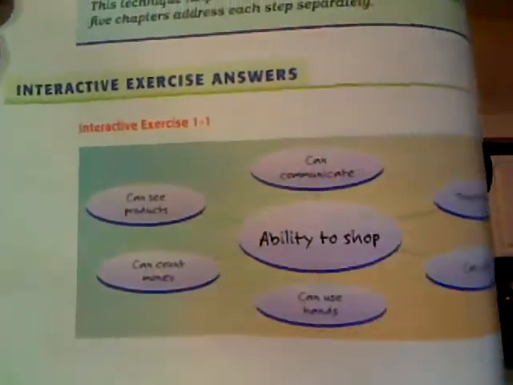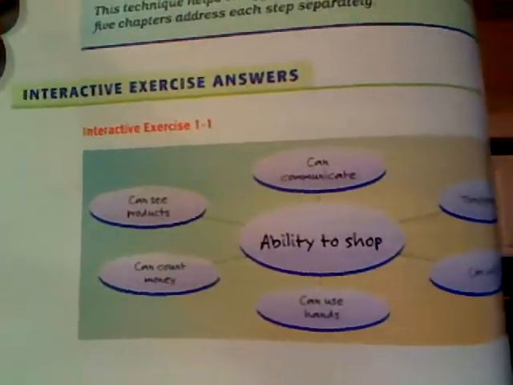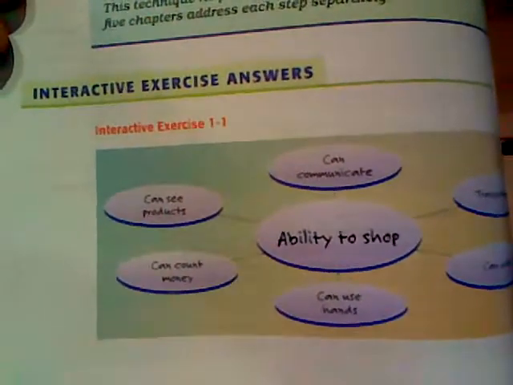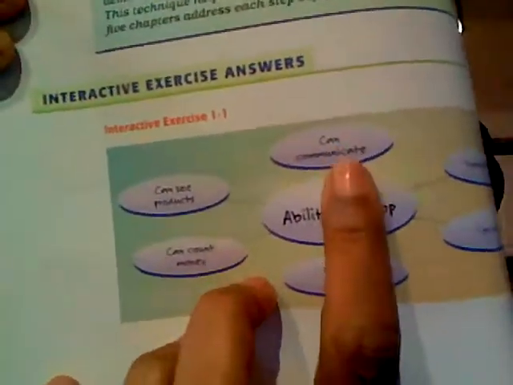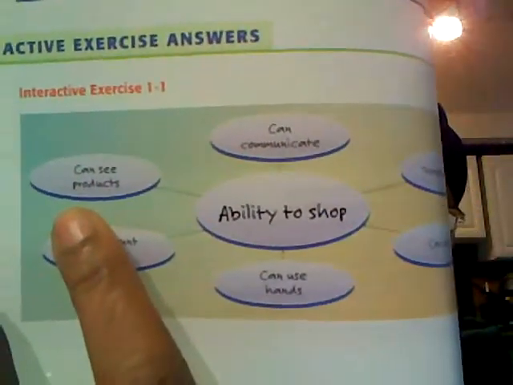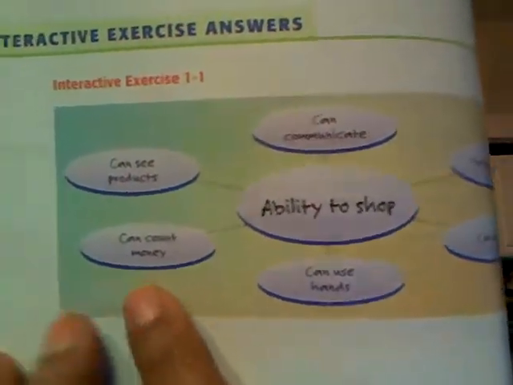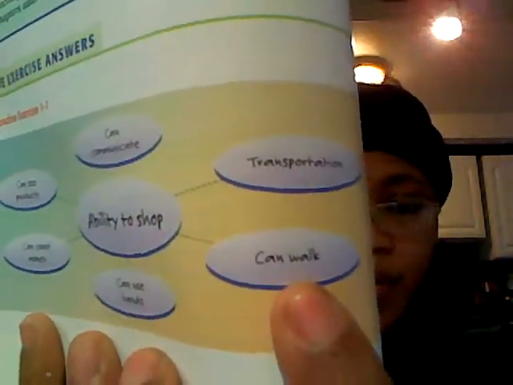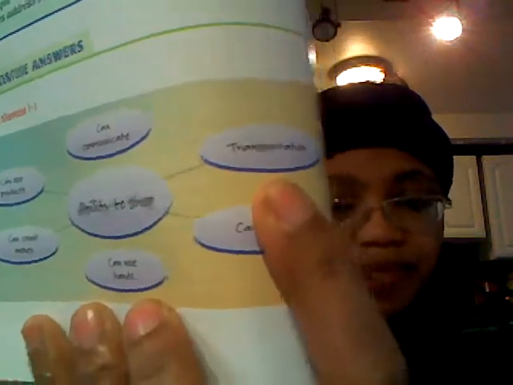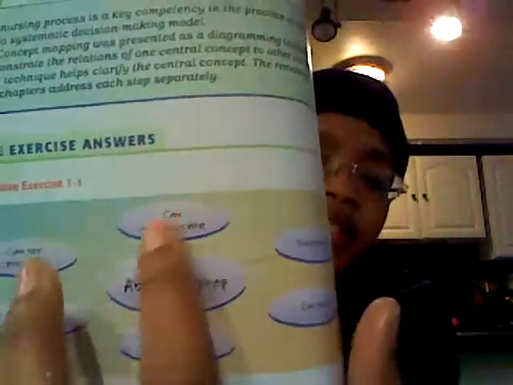On page 12, the subject is ability to shop. The things that you need for the ability to shop are that you're able to communicate, you can see products, you can count money, you have to use your hands, you can walk, and you need transportation. So these are the things that you will need for the ability to shop.